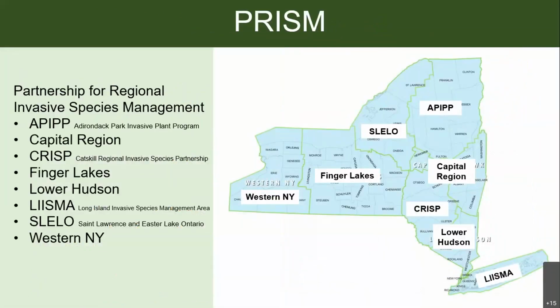I just mentioned PRISM, so anyone who's not familiar, New York State is divided into 8 different regions. They're called Partnerships for Regional Invasive Species Management. For instance, we have Lauren as a presenter today from the Capital Region PRISM. So if you are not yet connected with your PRISM, I highly encourage you to look up your PRISM and look at their website. There's always a lot of great information and a lot of great events run by each of the PRISMs.